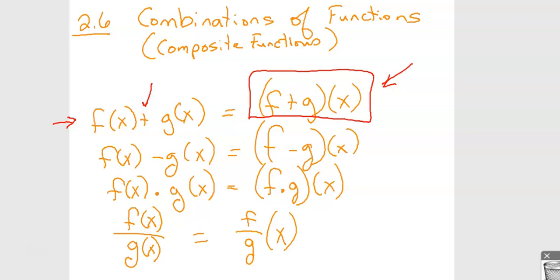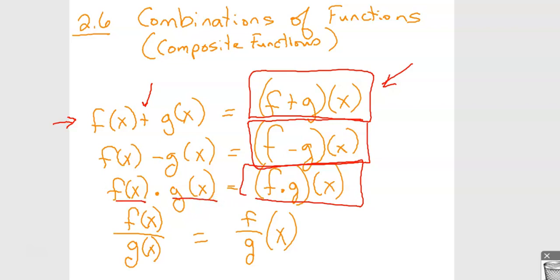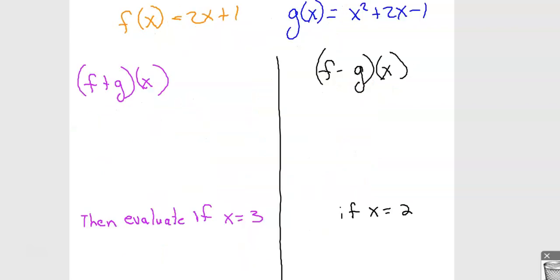The same thing with subtraction. So again, if I wrote f minus g of x, that means f of x minus g of x. The same thing with multiplication. F times g of x is the same thing as f of x times g of x. And likewise, we have f divided by g of x. That means the same thing as f of x divided by g of x. Again, you're not writing the x twice. It's kind of a shorthand way of saying the same thing.